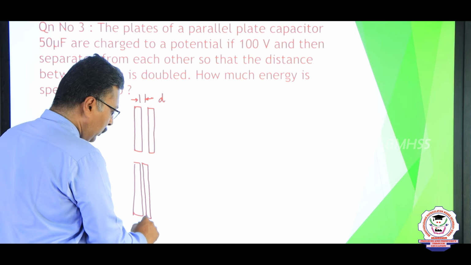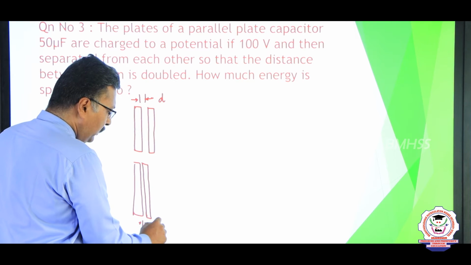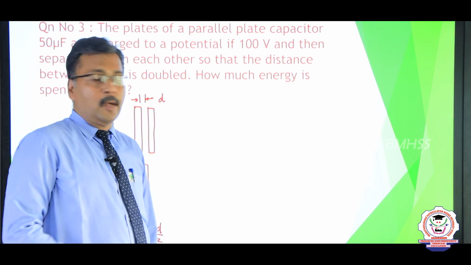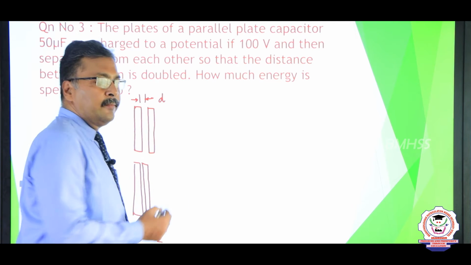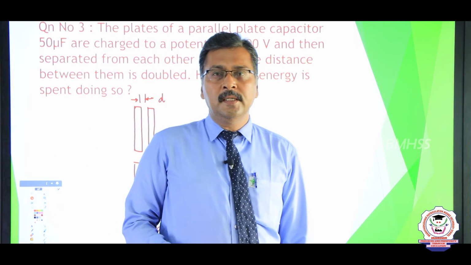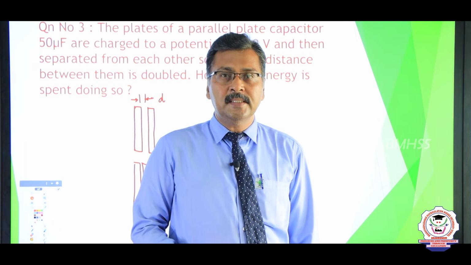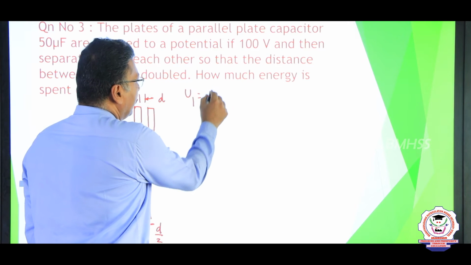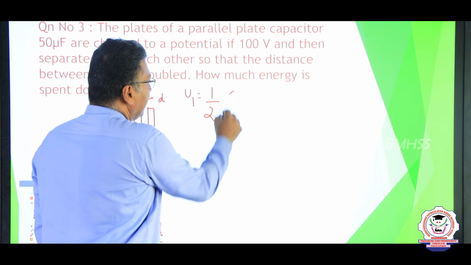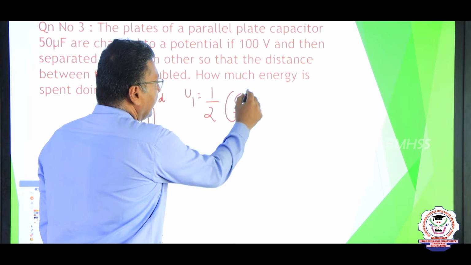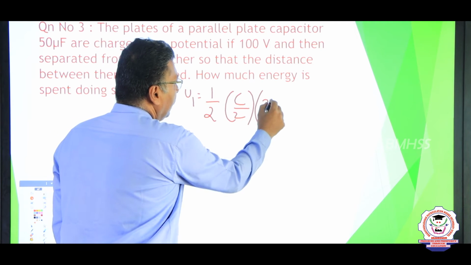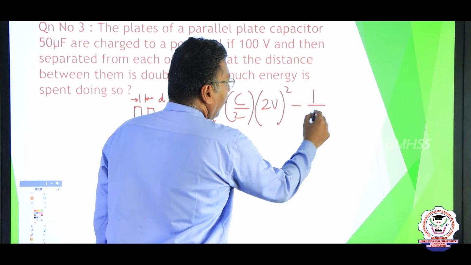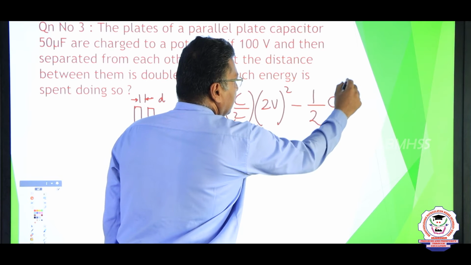So this is being reduced to d by 2. So what is the change in energy is the question. After you draw this, what I am going to find out is the actual energy when the distance is half. So first you take U1 is equal to half into, the capacitance is divided by 2 and the voltage is doubled, 2V the whole square, minus the original energy of half CV square.